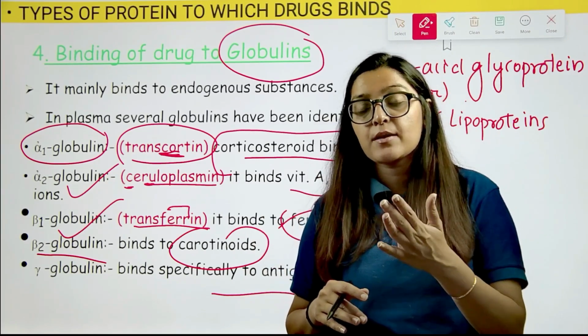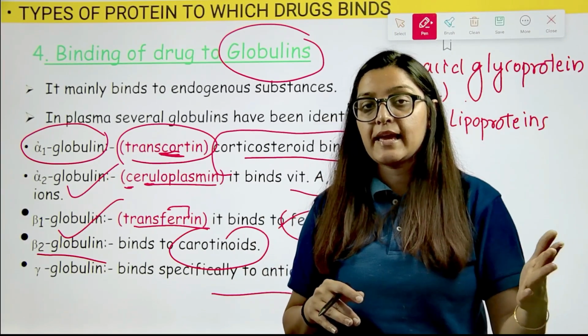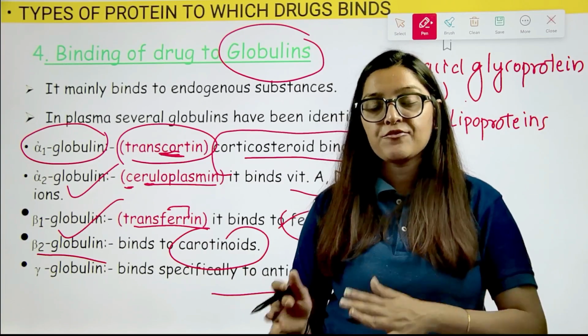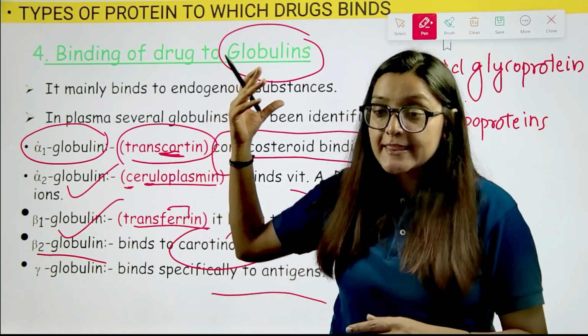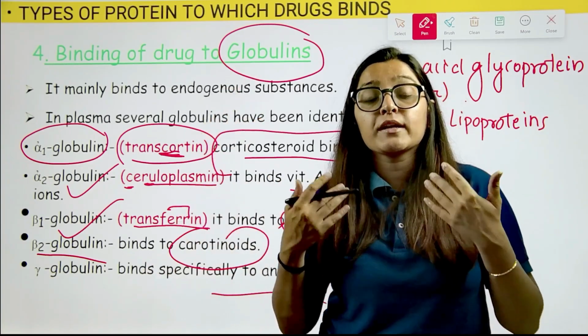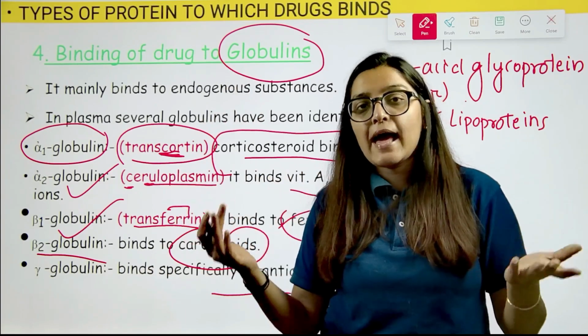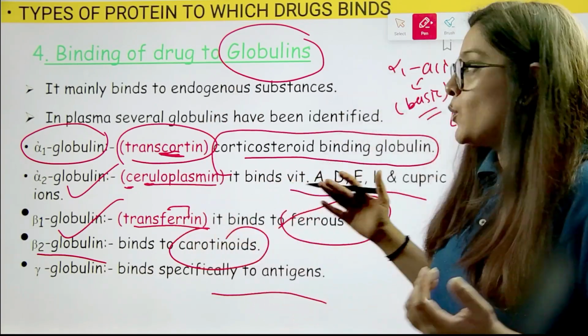For example, acidic drugs are more susceptible to binding to albumin, and basic drugs more to the alpha 1 acid glycoproteins. These proteins differ based on what kind of drugs they can bind to, as well as their molecular weights.